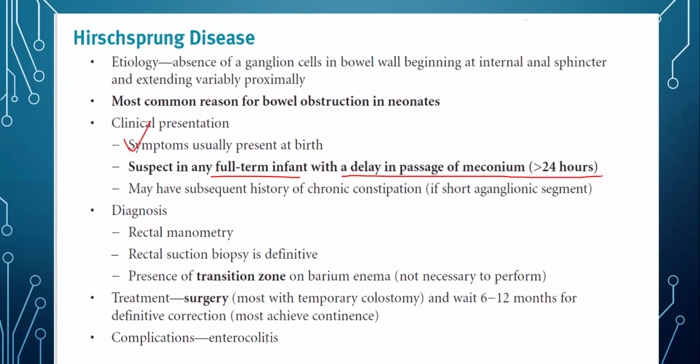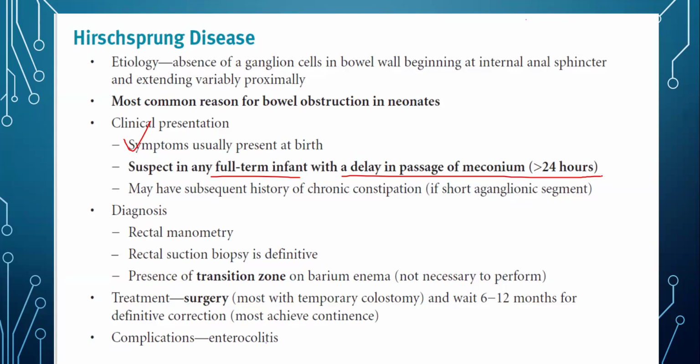If there is delay in the passage of meconium after 24 hours, and the child has features of bowel obstruction, so abdominal distension, like there is no gas or no stool coming out, the child is vomiting, okay, in that case it is features of bowel obstruction. So delayed passage of meconium with features of bowel obstruction, you can think of Hirschsprung disease.